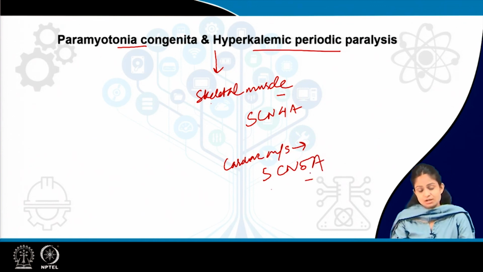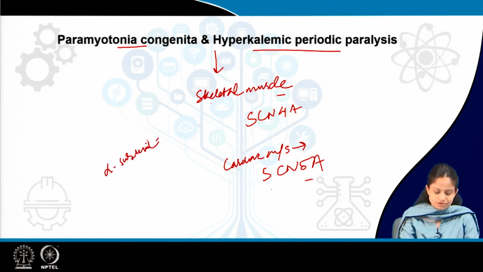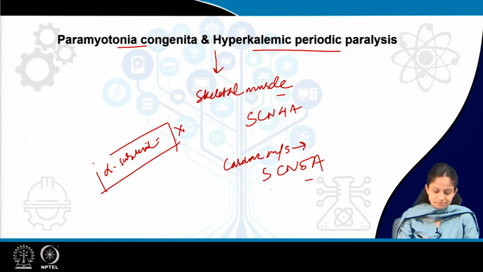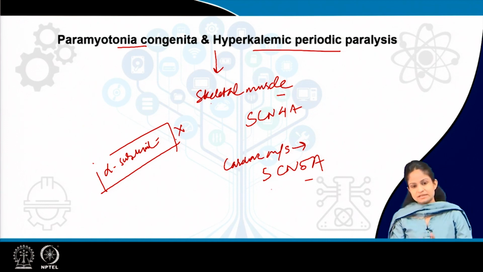In both hyperkalemic periodic paralysis and paramyotonia congenita, the alpha subunit of the sodium channel gets disrupted. The domains are different in the two conditions, but in both cases you have to remember that the alpha subunit of the voltage gated sodium channel gets disrupted. They mainly present with muscle weakness, and electromyographic (EMG) studies usually can detect them.